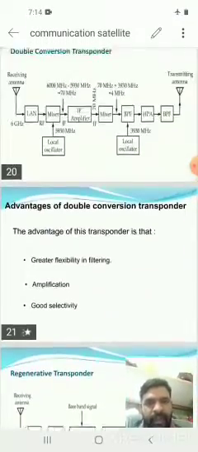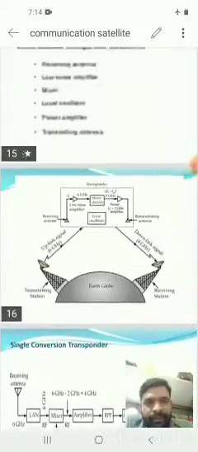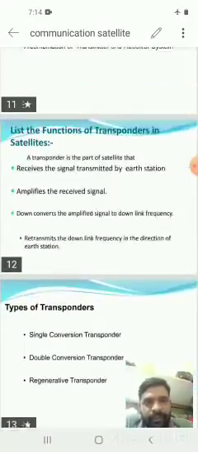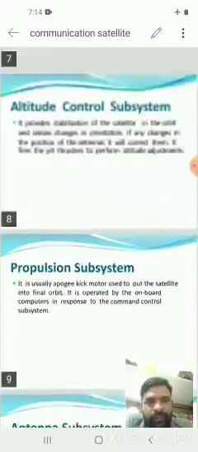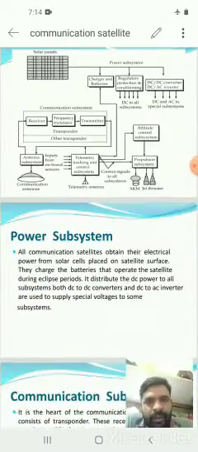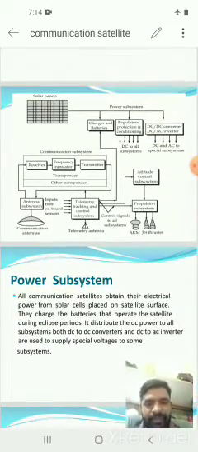We see the diagrams of communication satellites. The main blocks in a communication satellite are the solar power subsystem, communication subsystem, antenna subsystem, telemetry tracking and command subsystem, attitude control subsystem, and propulsion subsystem.